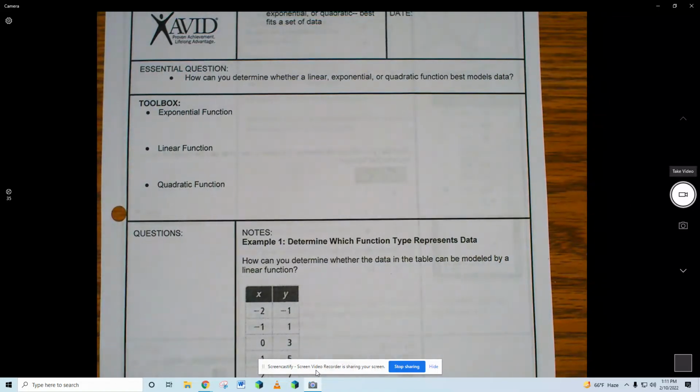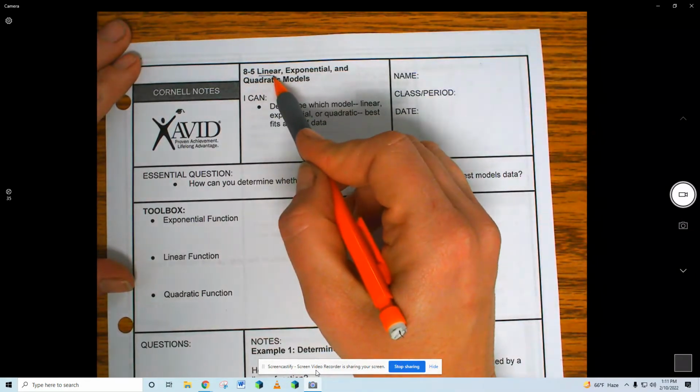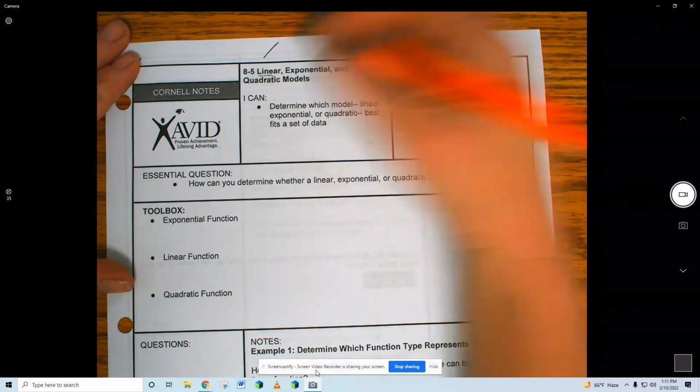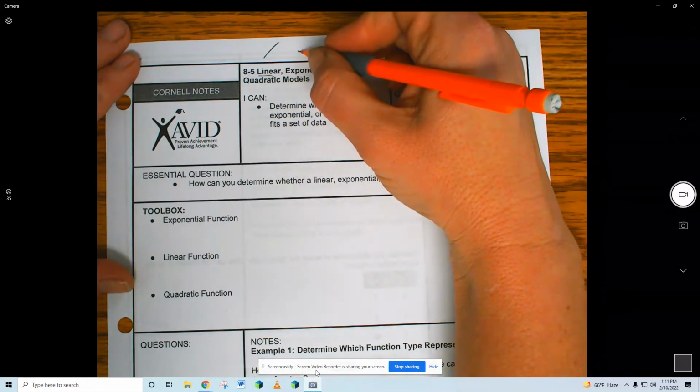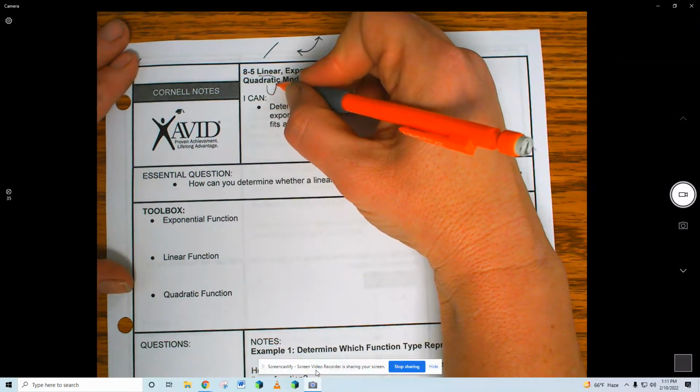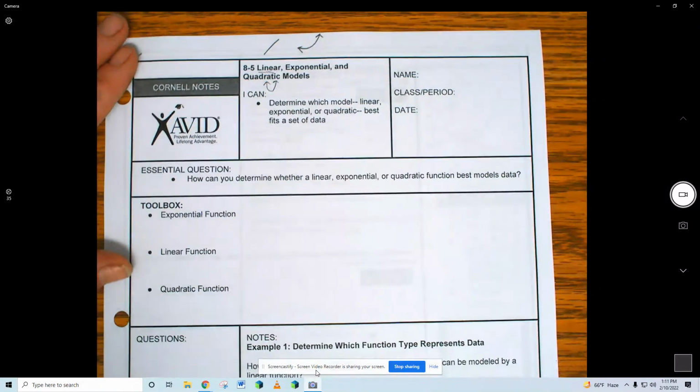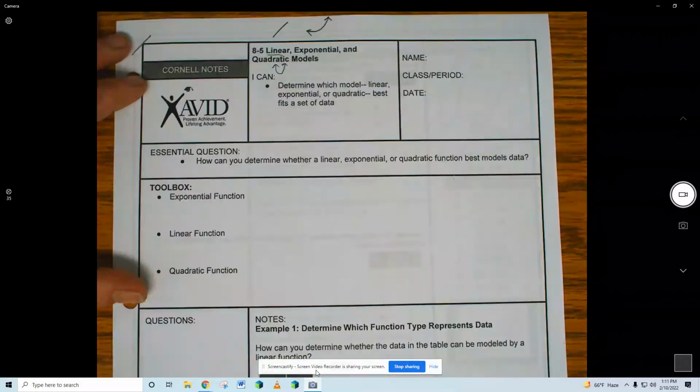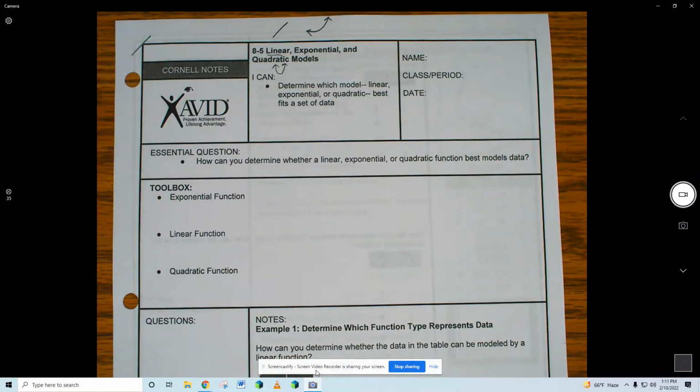Hello, we are in chapter 8. We're on lesson 5. And our topic is determining, do we have a linear graph, which is a straight line? Do we have an exponential, which kind of looks like an upward curve? Or do we have a quadratic, which is a parabola? So we're going to discuss the differences. And if I look at a table of values, which graph is it?